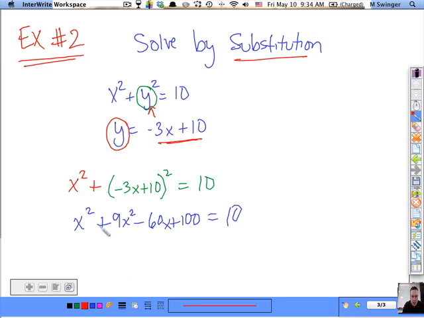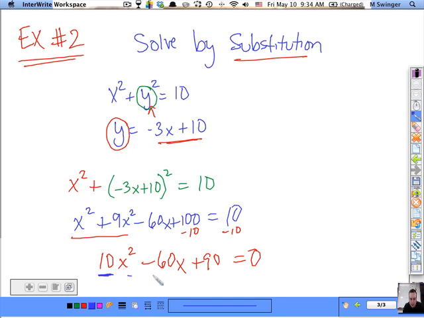It's now a quadratic, right? So I'm going to minus 10 on both sides. And so we get x squared plus 9x squared, that's 10x squared, minus 60x, 100 minus 10, that's plus 90, equals 0. We got a quadratic equal to 0. Perfect. Instead of trying to factor this thing, everything's divisible by 10. So divide by 10 on both sides. So you get x squared minus 6x plus 9 equals 0.